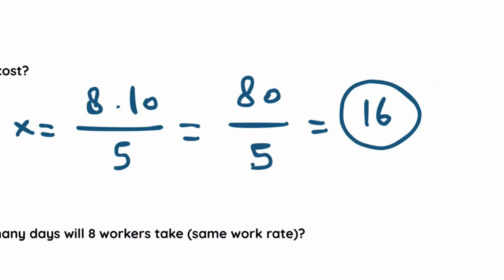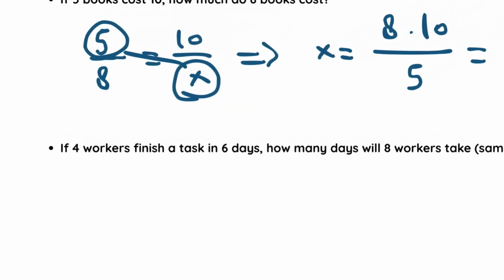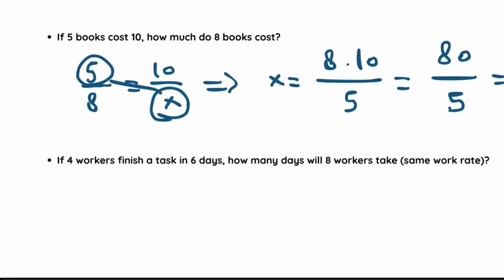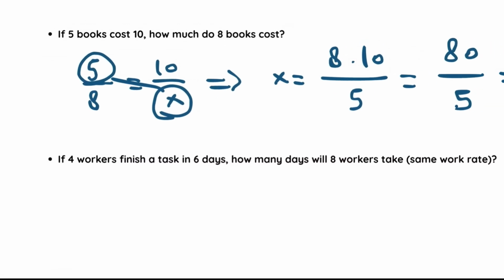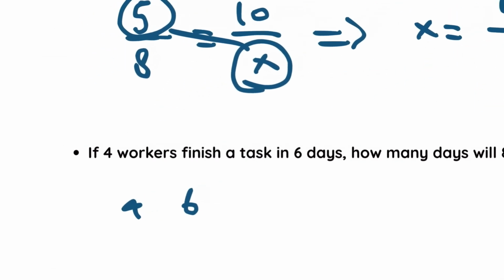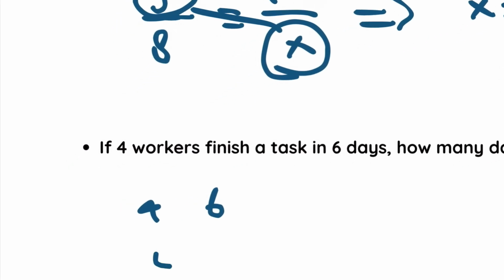This is our answer. The last question: if 4 workers finish a task in 6 days, how many days will 8 workers take? Same work rate, so the work rate is the same. So 4 workers, 6 days, 8 workers, X days. The relationship between the number of workers and the days is indirect, because the more the workers, the less the days.